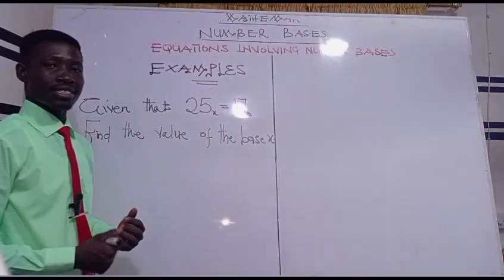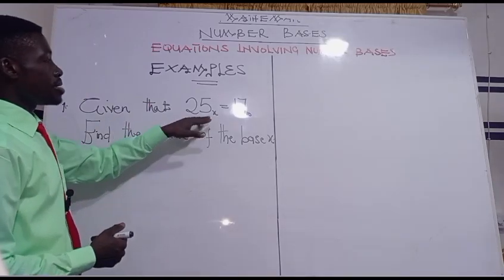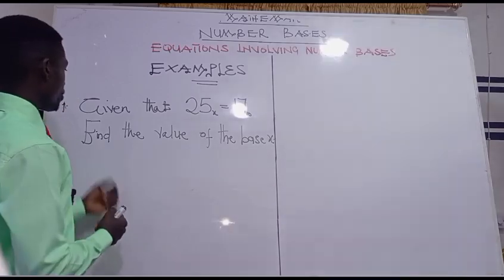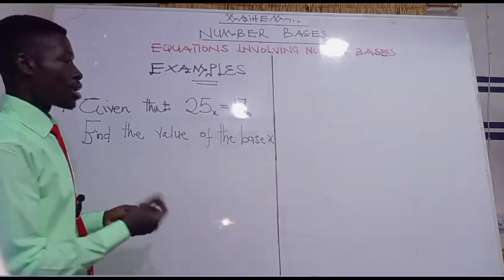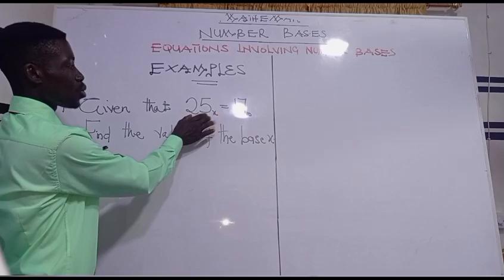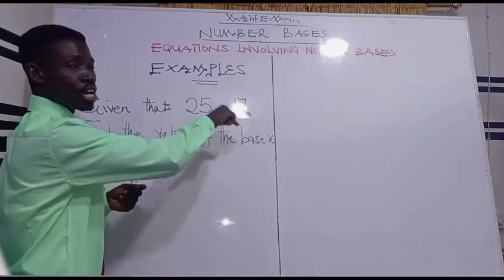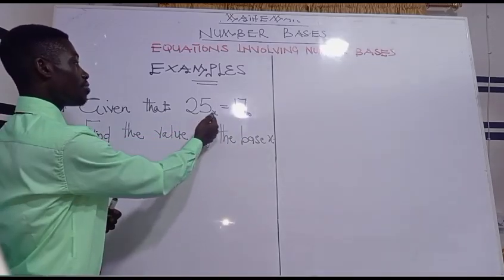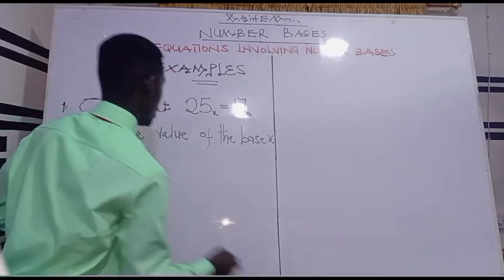We have our first example, which says that given that 25 to the base of x is equal to 17 to the base of 10, we have to find the value of the base x. So realize that we have a numeral with an unknown base. We don't know the base to which this numeral has been written, being equated to a numeral with a known base, a base of 10. We have to find the value of x, or the base x. So let's see how it goes.